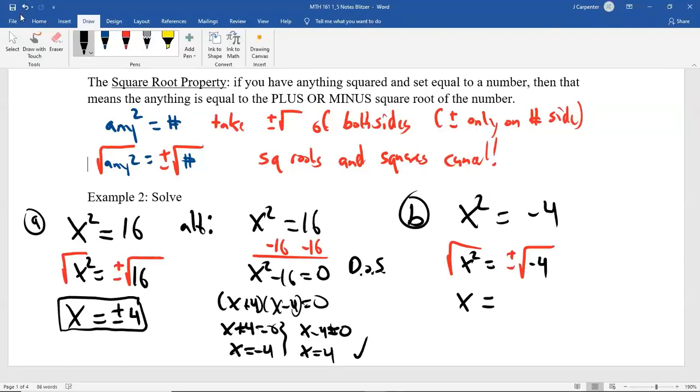And then equals the square root of -4. Don't you dare say that's not a real number or undefined. The square root of -4 is 2i, because the square root of 4 is 2, and the square root of negative is an i. So that's 2i, but your plus or minus is still there. Two solutions. Pretty common.